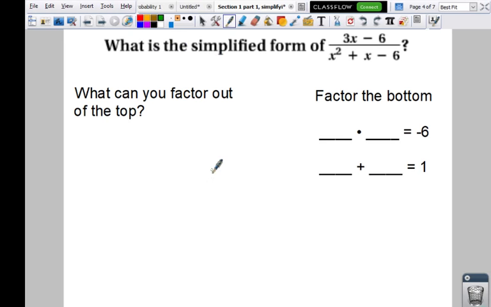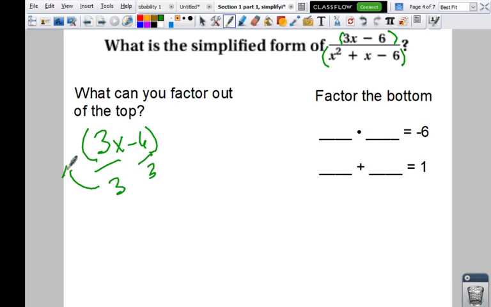Alright. Okay. We are going to need to look at each piece. So I need to look at this top piece, and I need to look at this bottom piece. And remember, if it's not in parentheses, put it in parentheses real quick. So on this top one, I have a 3x minus 6. What can I take out of a 3x and a 6? A 3, right? So I'm really taking out a 3, putting it out here. So I got a 3, and then x minus.